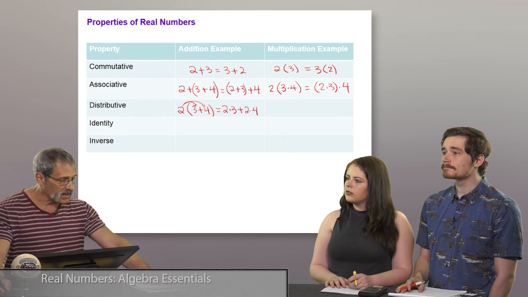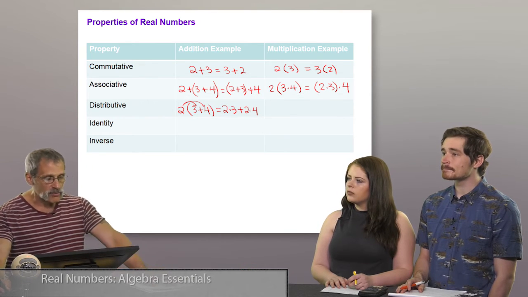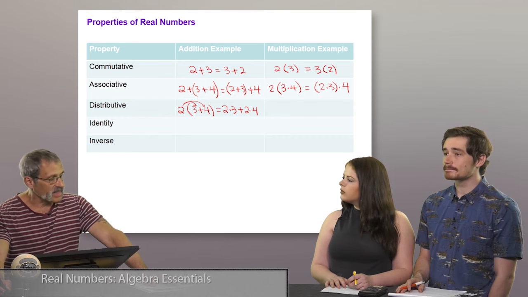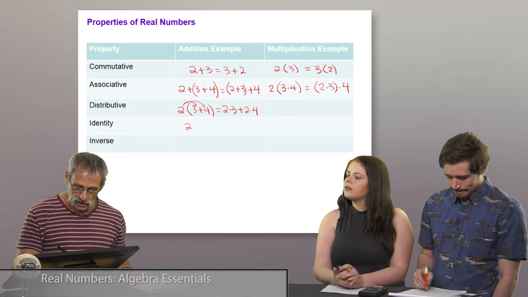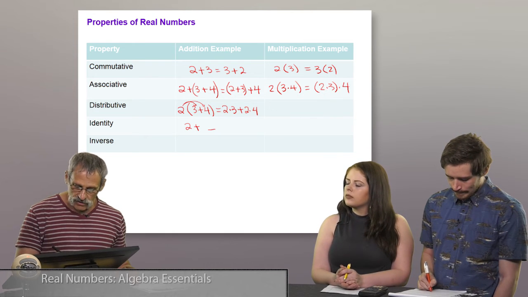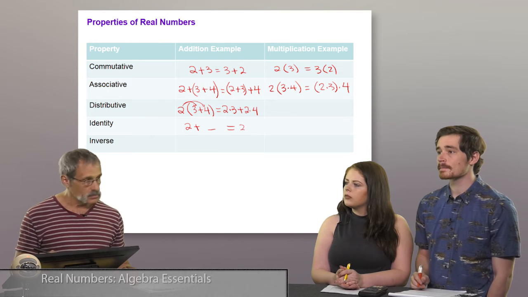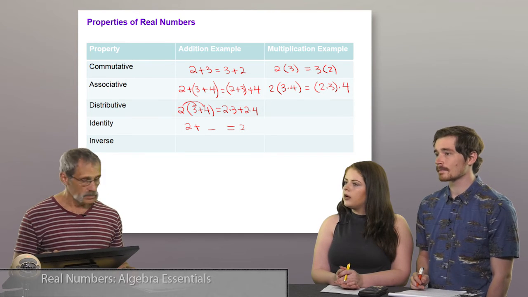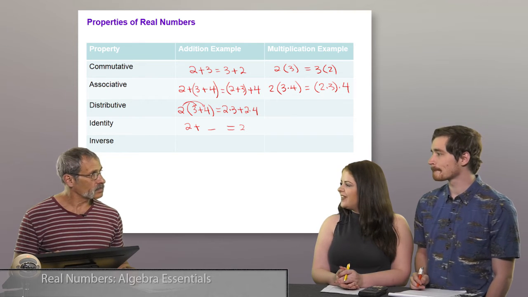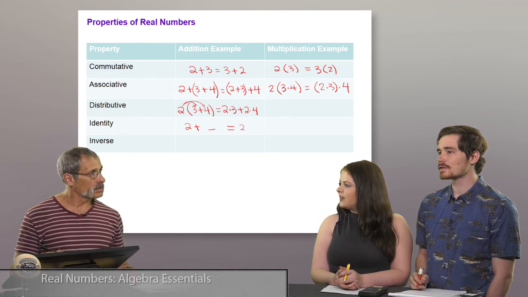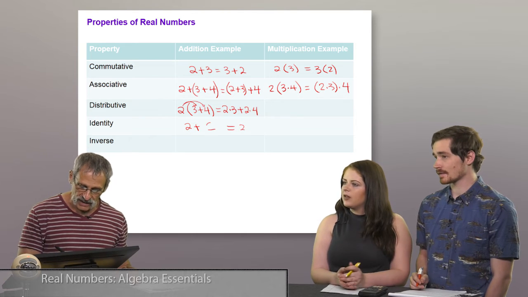As far as my identity element is concerned, I'm looking at the element itself that gets me back to that number. So 2 plus some number is going to be 2, and that number would be what? 2 plus what is 2? 2 plus 0 is 2. 0 is the identity element.